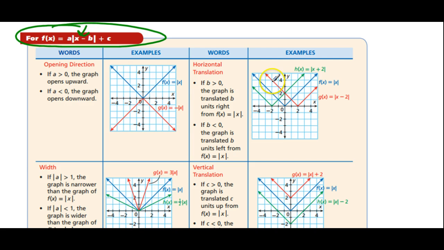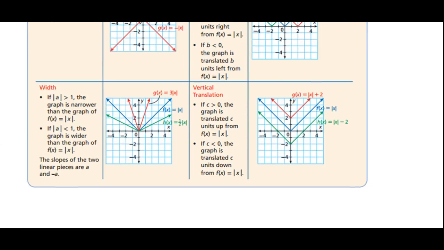Okay? So you can see here, my original one is in blue, and that's just my parent function. My f of x is equal to absolute value of x. If I put a +2 in there with it, it slides the whole V to the left 2 places. If I put a -2 in there, it slides it 2 places to the right.